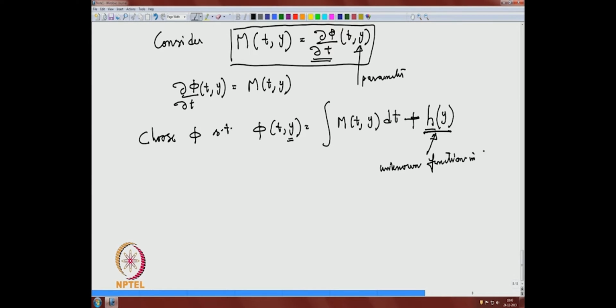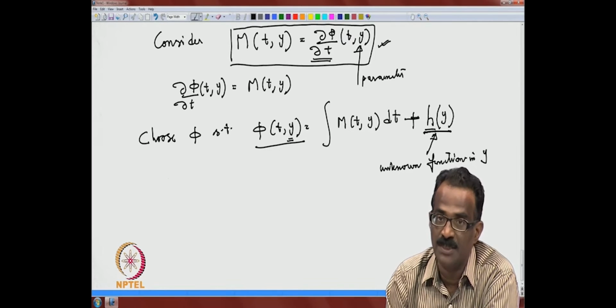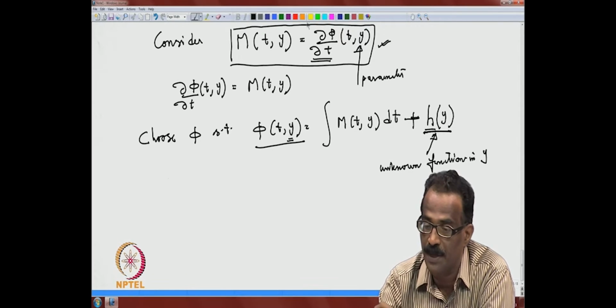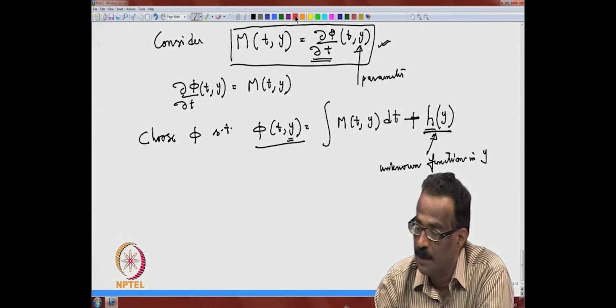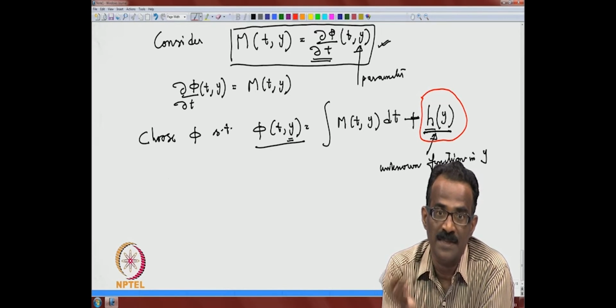If you differentiate φ with respect to t, you bring the differentiation inside, and the h term will vanish, and your first equation is satisfied. That is what you do. But now you have the constraint of the second equation. So, now substitute this in the second equation. You still want to determine h, so to determine h, you use the second condition.